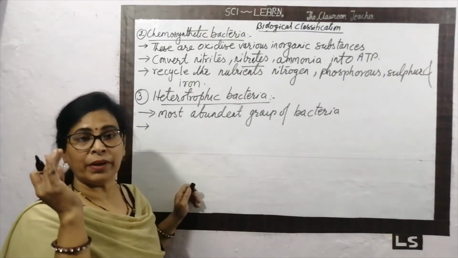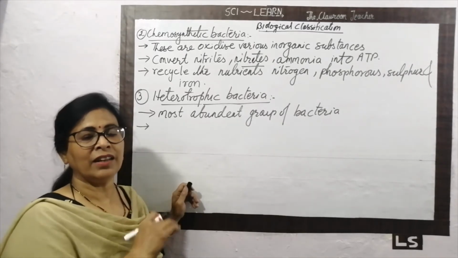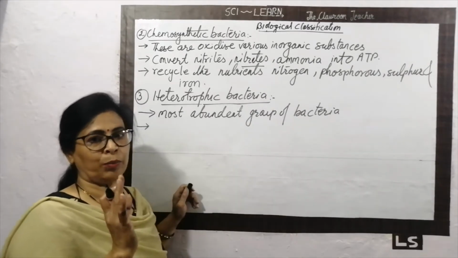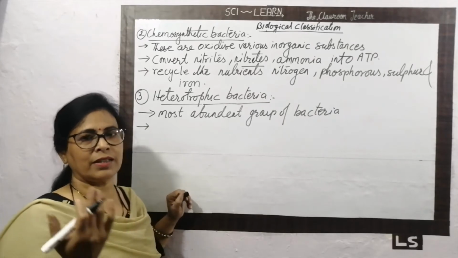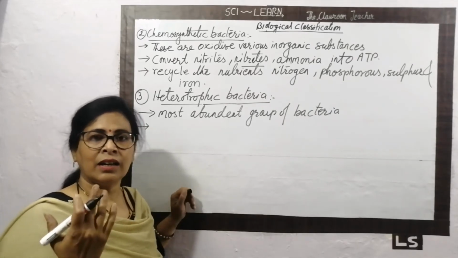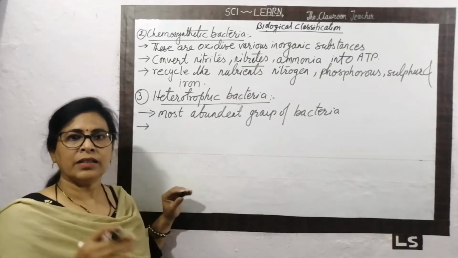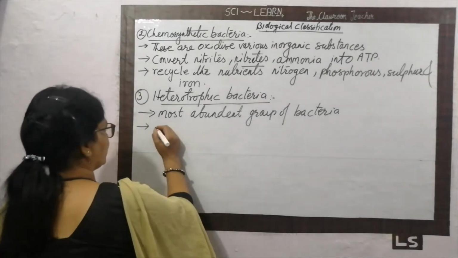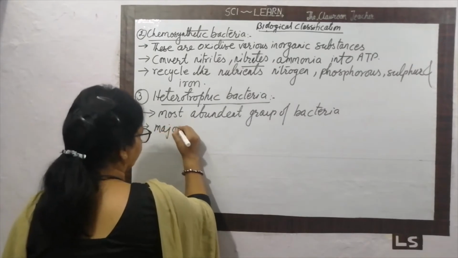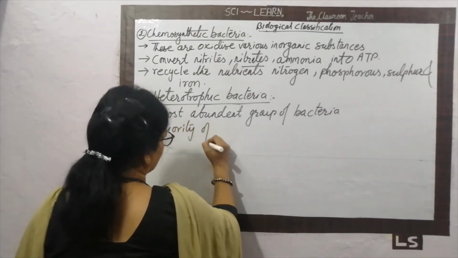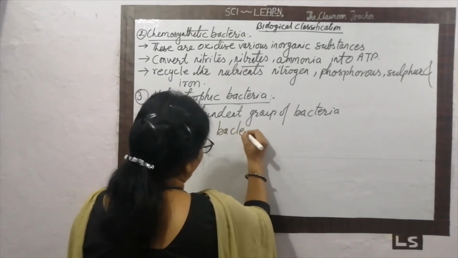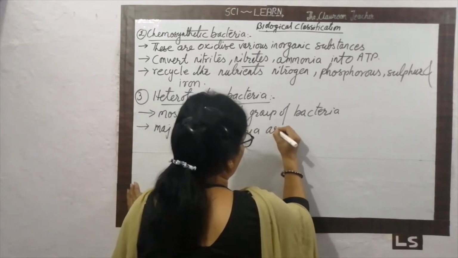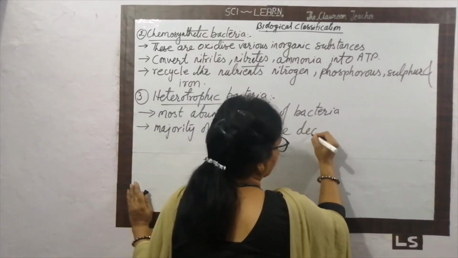If they depend from inside, then it is called an endoparasite. If they depend from outside, then it is called an ectoparasite. So they behave both as endoparasites as well as ectoparasites. And in this group, the majority of the bacteria are decomposers.